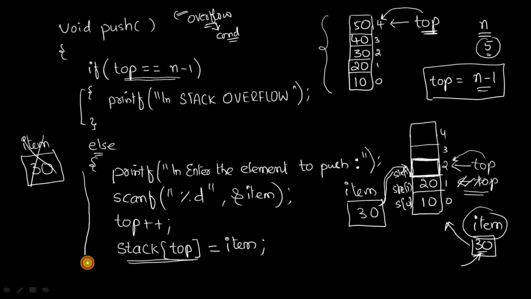And close the else part. That means item has the value 30, which will be copied into stack of top. What is the value of top at present? It is 2. So stack of 2, that means this box will get the value 30, right. So this is the push function.